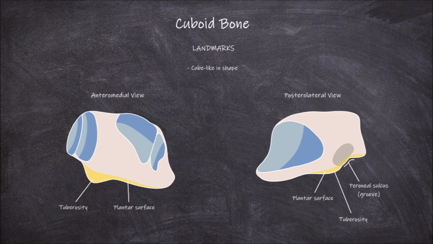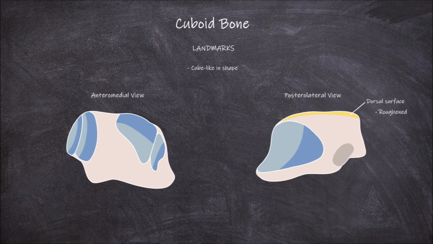The second surface is the dorsal surface. This surface is roughened for ligament attachment. The third surface is the medial surface. This surface has a large facet on it for articulation with the lateral cuneiform bone. In some cases, there is a second, smaller facet on the surface for articulation with the navicular bone.